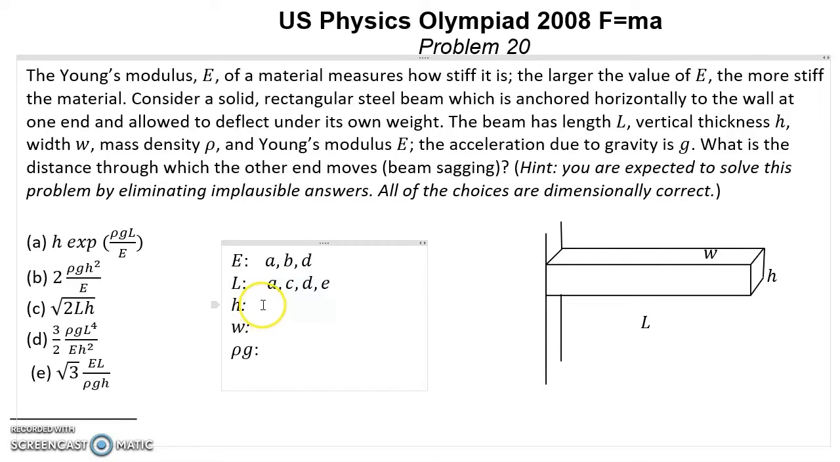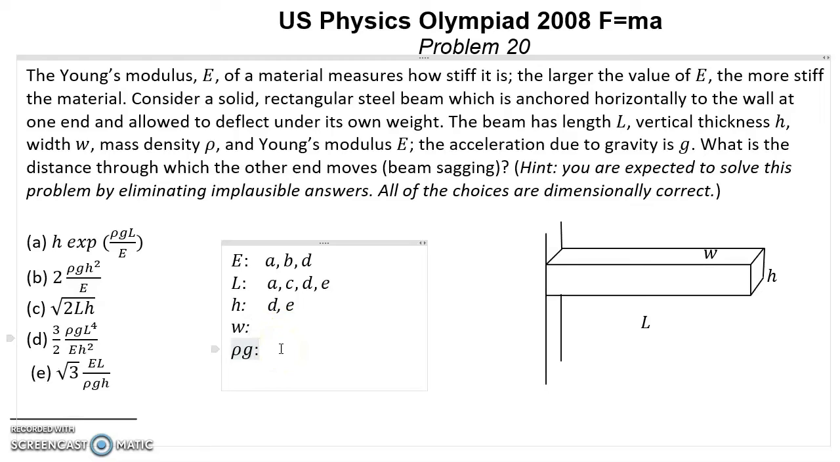Let's talk about parameter h, height. If we increase h, we increase vertical thickness. It means that this deflection will decrease. A is no good. B is no good. C is no good. Only D and E good. D and E. W is not included, and it obviously has no influence.